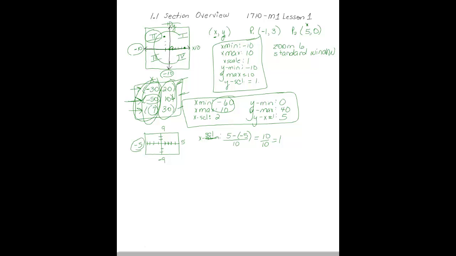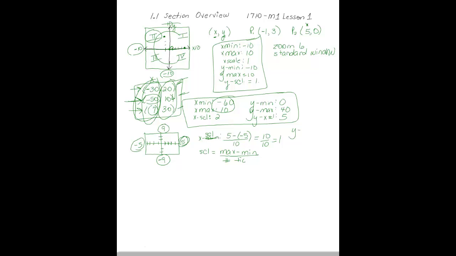X min here would be -5, x max, of course, is 5. And to find the scale, you just say max minus min divided by number of tick marks. So scale is equal to the max value minus the min divided by the number of tick or division marks on the axis. Now for this particular problem, the y min, of course, is -9, and the y max would be 9.